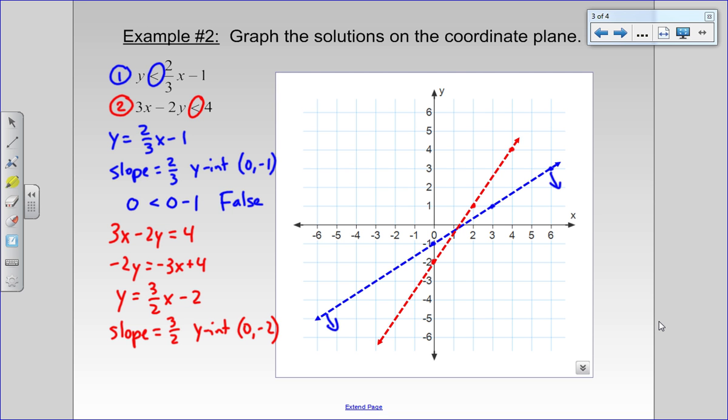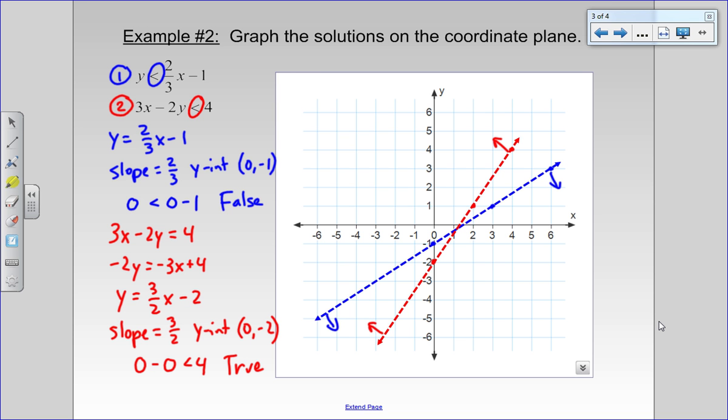To determine which side of the boundary line should be shaded, we can again use the origin as a convenient test point. In this case, if we substitute into the inequality, we have 0 minus 0 is less than 4, which is true. So the origin and all the points that are on the same side of the boundary line as the origin are solutions.